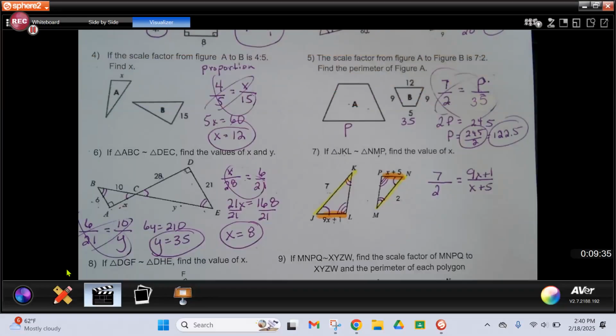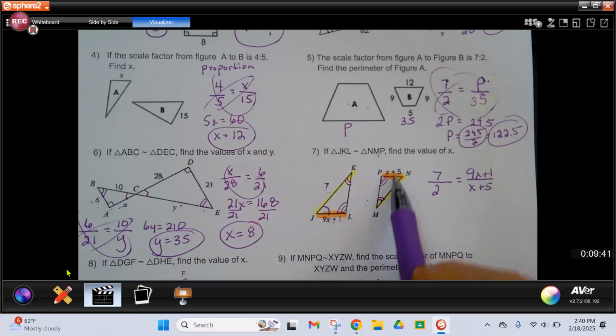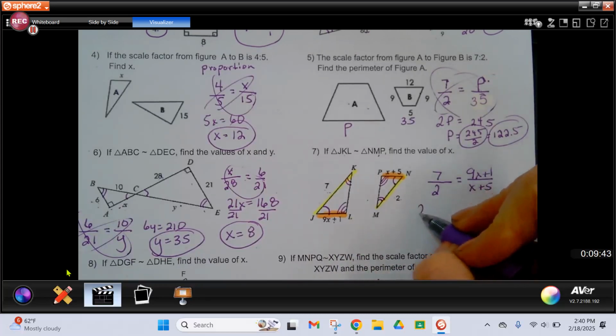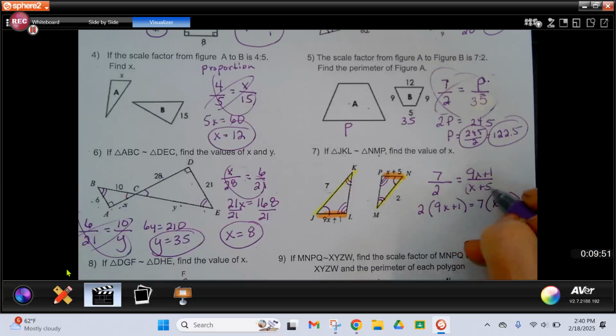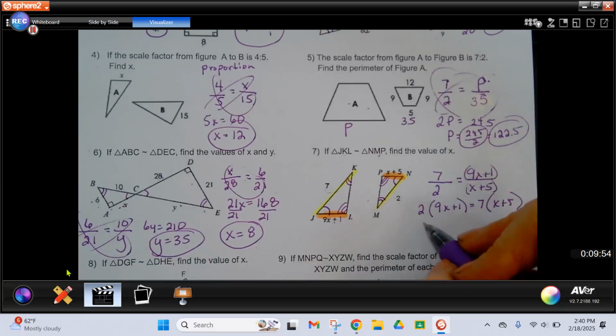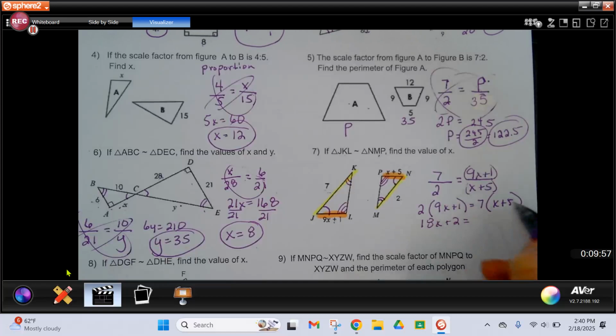Again, I have to be careful here. I'm going from big to small, so this has to be 9x plus 1 to x plus 5. And there's the proportion. The key is to get the correct proportion. 7 goes to 2, those two correspond, and this corresponds to this. And then we have to cross multiply. So 2 times 9x plus 1 equals 7 times x plus 5. Remember to put these in parentheses, it's the whole quantity. This is 18x plus 2, I'm distributing, equals 7x plus 35, right?